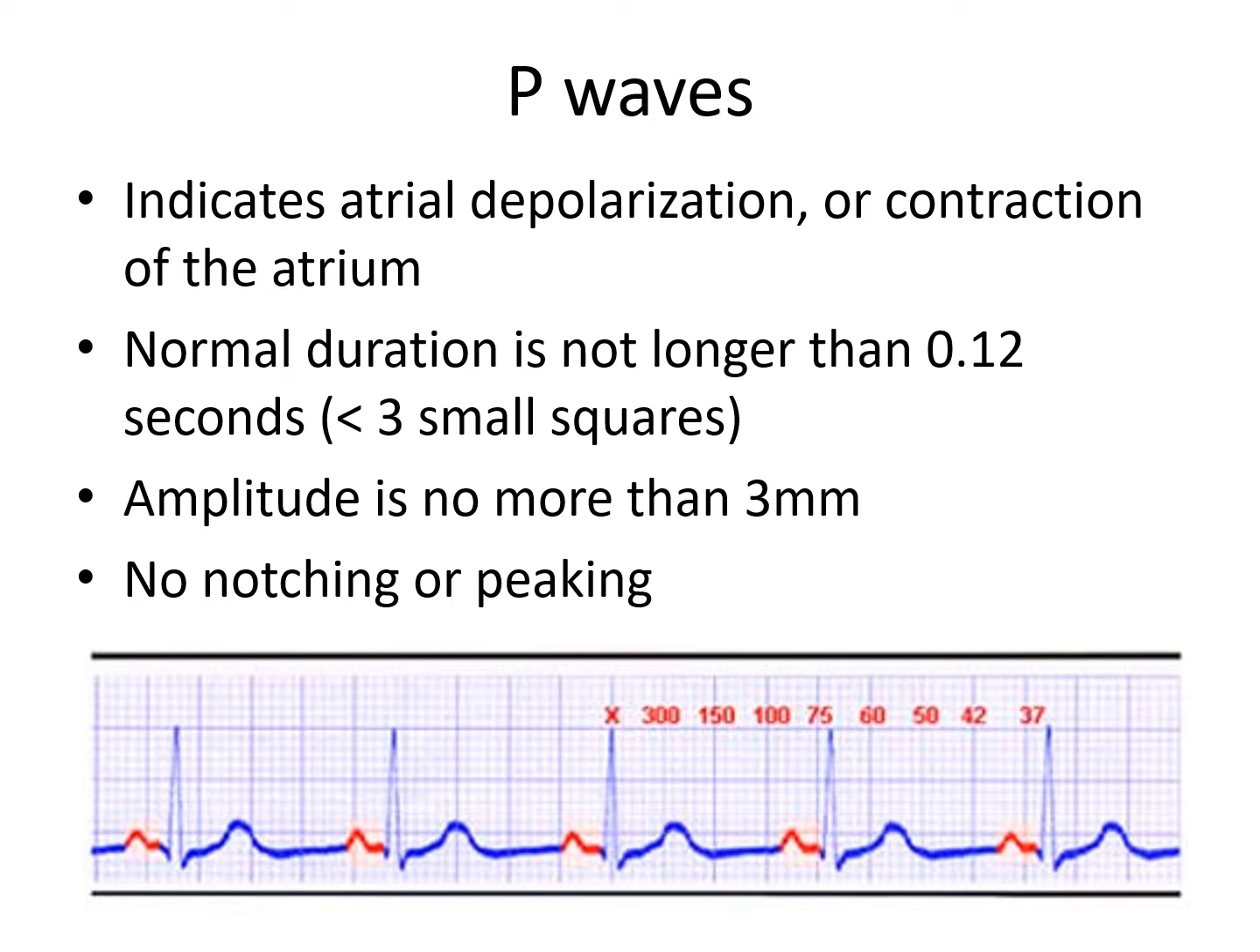Normal PR intervals are 0.12 seconds, which is 3 small boxes, to 0.20 seconds, which is 5 small boxes. Okay? In other words, we do not want a PR interval to be longer than 0.2 seconds or greater than 5 small boxes.